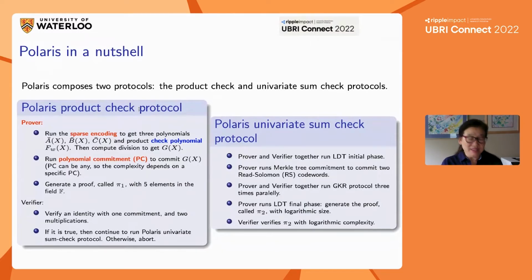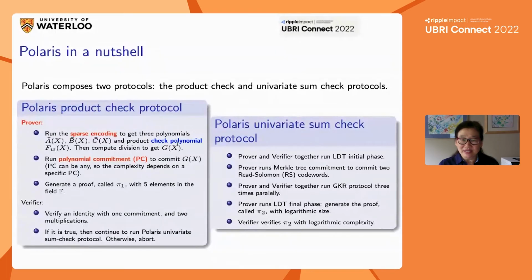So here I just briefly introduced the structure of Polaris. Basically, Polaris has two sub-protocols. One is the product check protocol, another is the univariate sum check protocol. So for the product check protocol, the prover first runs the sparse encoding to get those three circuit polynomials. Then computes the product check polynomial.